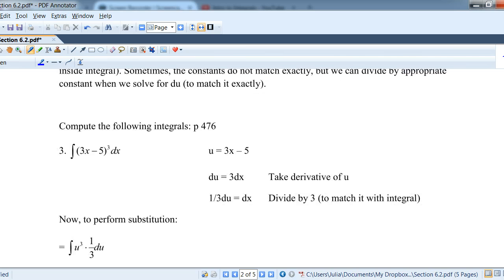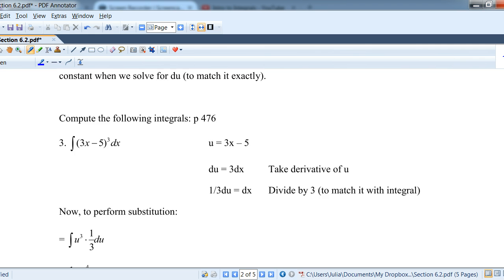So what do we do to perform the substitution? Again, 3x minus 5 becomes u to the 3rd power. And what was dx? If you know, dx is equal to 1/3 times du. So I'm going to put 1/3 times du right here. So again, we're just swapping it out to substitute one thing for the other.